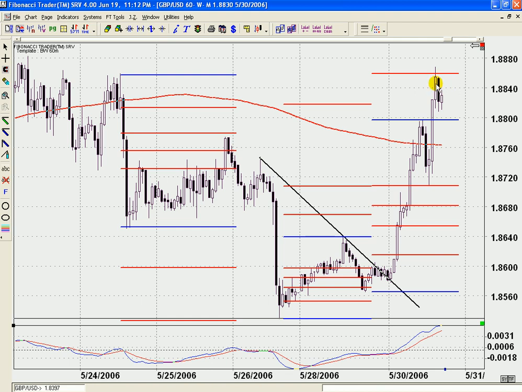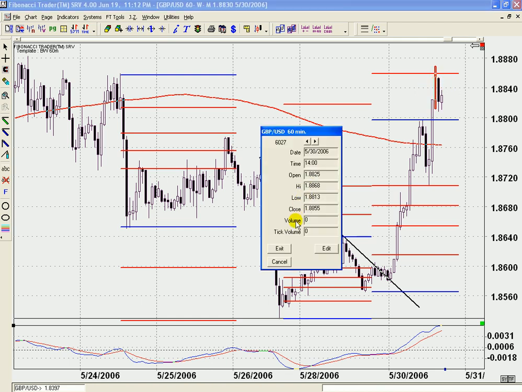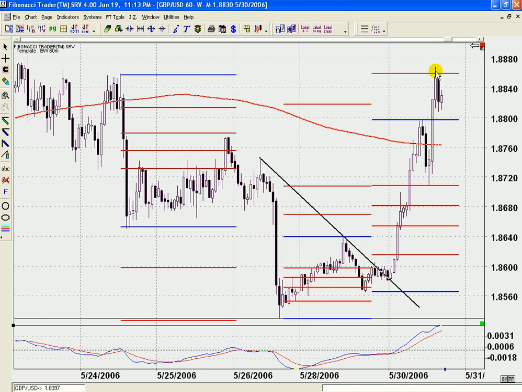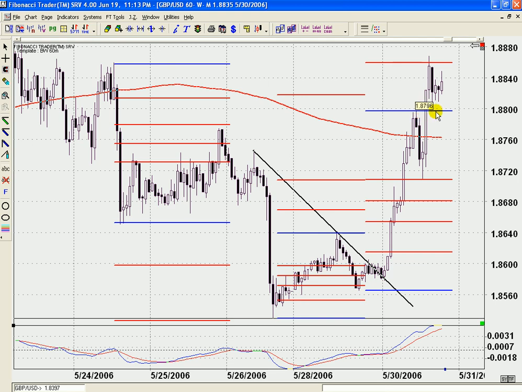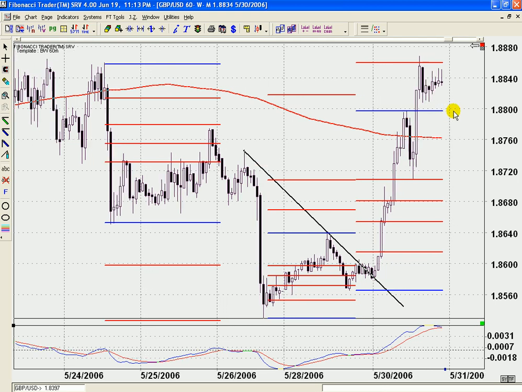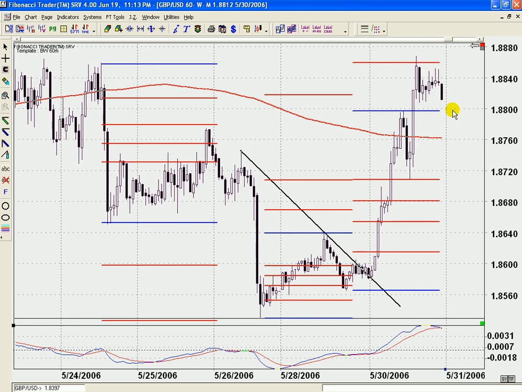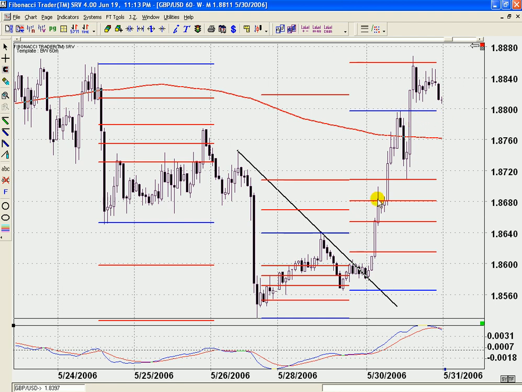The bounce was 88.68 to 88.08, a 60 pip bounce. A 68 pip bounce from here to here, and now price is consolidating above 8800. And folks, that's how we use our Fibonacci tool and pull our Fibonacci tool.